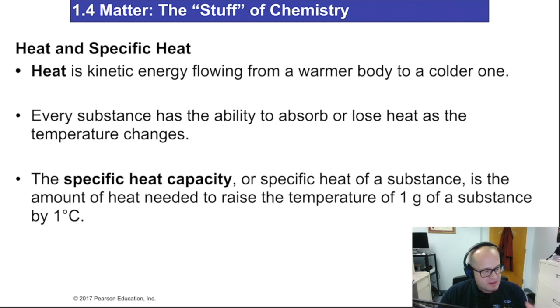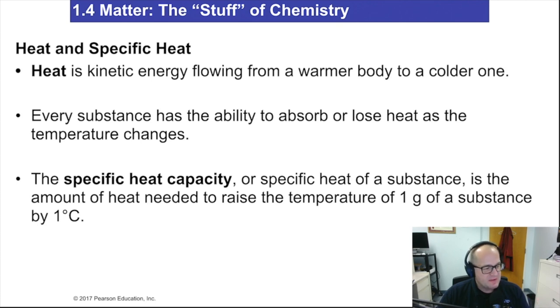So things like metals have low specific heat. You can warm those up or cool those down fast. That's a good thing, right? Having a low specific heat means you can transfer energy into you quickly. That means things like frying pans and pots are made of metal. Why is that? It transfers heat easily, has a low specific heat, pardon me.